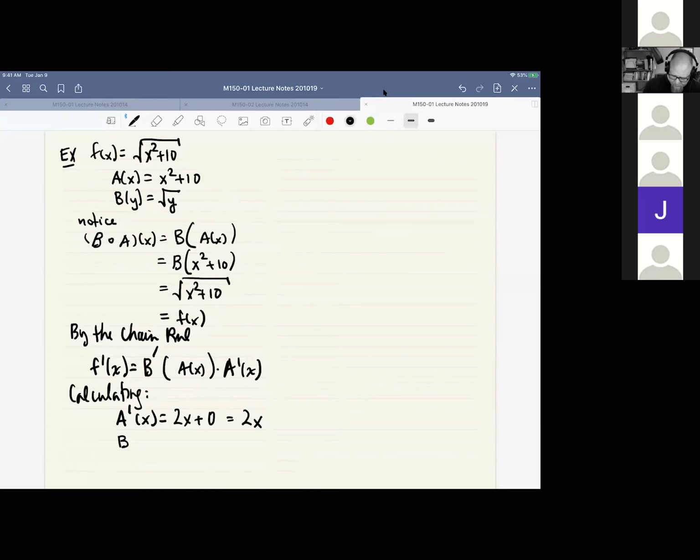And what's the derivative of b? Well, y is a monomial. The square root of y is y to the 1/2. So I can use the power rule, and I get b prime of y is 1/2 times y to the negative 1/2 power. All right, so I'm using these.